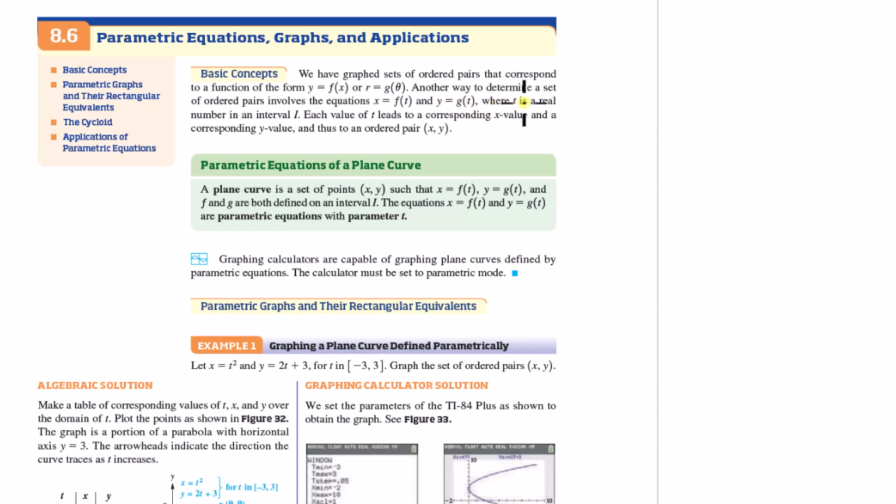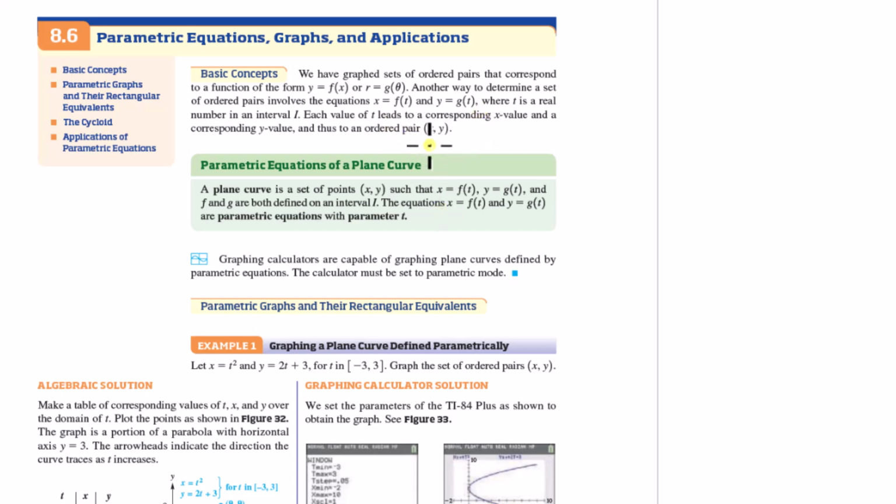All right, but it says another way to determine a set of ordered pairs involves the equations x is equal to f of t and y is equal to g of t, where t is a real number in an interval I. So usually the parameters are defined over some interval. You'll say t is greater than or equal to 0 and less than or equal to 10, let's say. And you'll do the same with the other parameters. Each value of t leads to a corresponding x value and a corresponding y value, and thus to an ordered pair x, y. So really the easiest way, in my opinion, to look at this is that x and y are the outputs, and t is the input. You look at this as a vector-valued function.